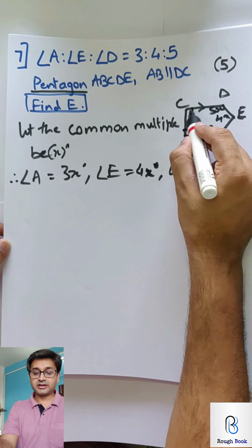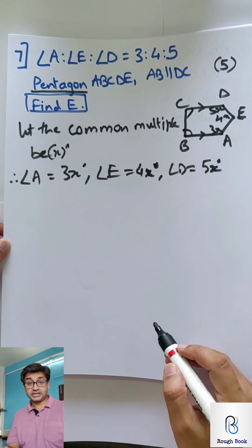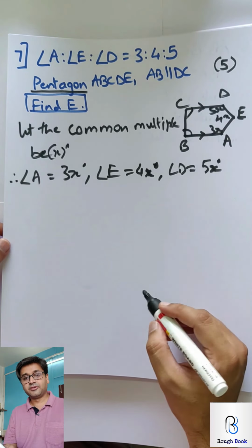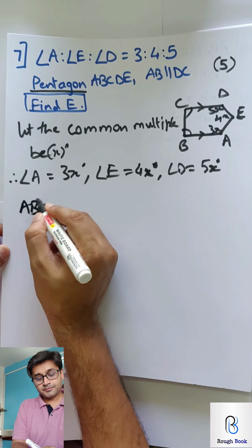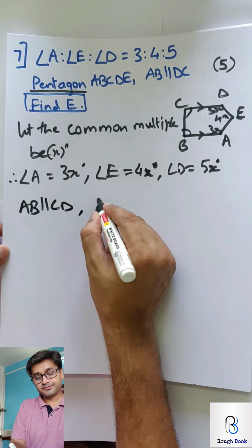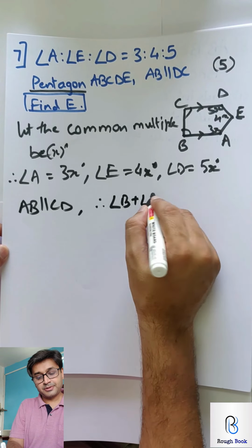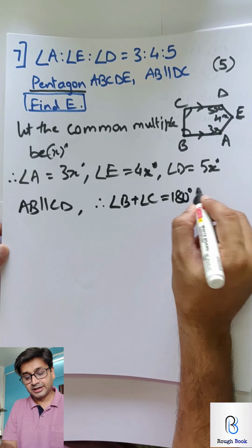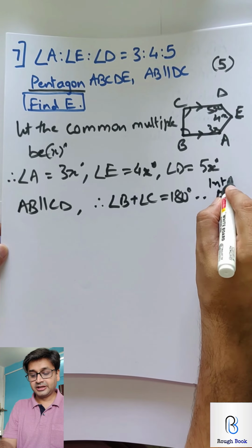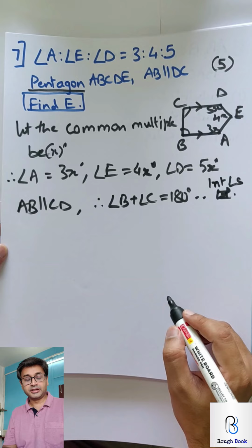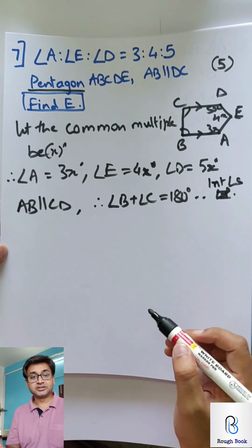What about these two angles? Any clue? B and C? Yeah, I've given you the hint. Come on, start thinking. So I will say AB parallel to CD. Therefore angle B plus C will be equal to 180, because they form, not a linear pair, interior angles, remote interior angles. So this plus this is 180.